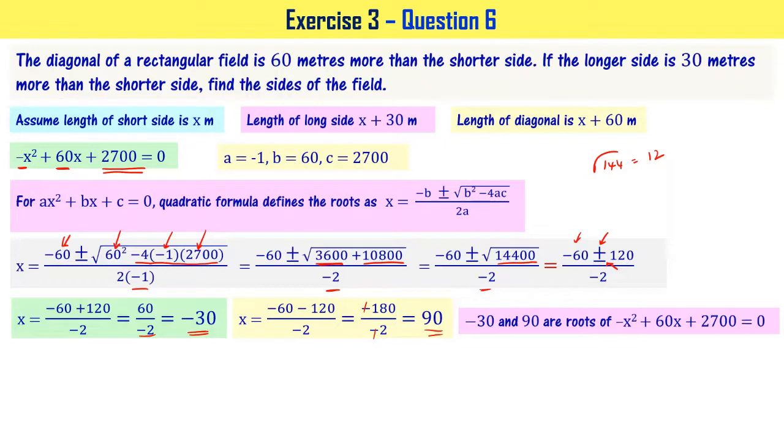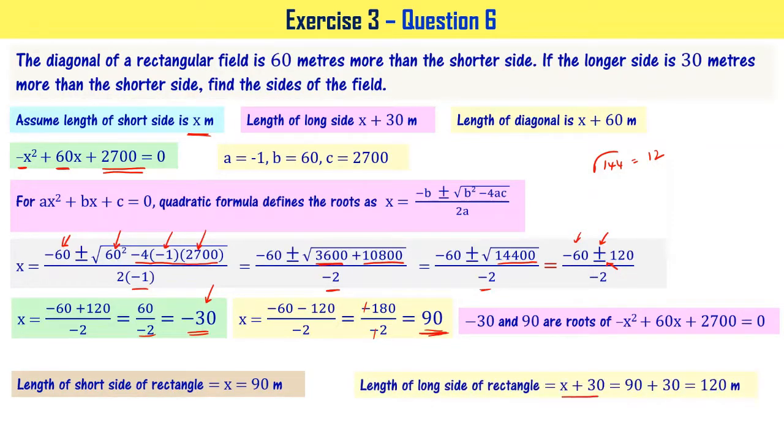Now look at this. We said that x is the length of the short side of the rectangle. The length of a rectangle cannot be a negative number, right? For that reason, we say that the length of the short side is 90 meters. The length of the long side is going to be x plus 30, that is 90 plus 30, that is equal to 120 meters. You got the answer? The length of the short side or width of the rectangle is 90 meters and the length of the long side or length of the rectangle is 120 meters. Got it?